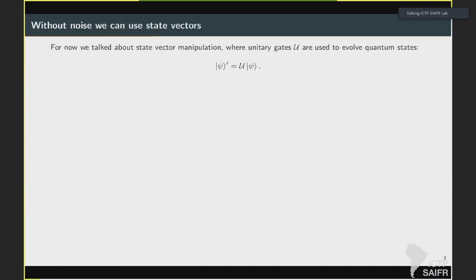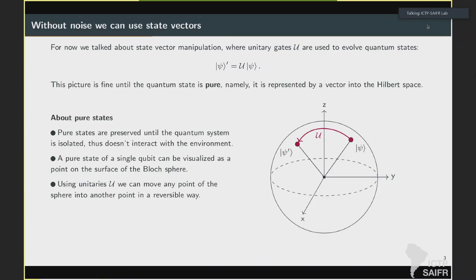Thanks. So let me introduce a bit the notation. If we stay in the picture of the exact simulation, so we don't have noise, we don't have problems, typically it is enough to speak about vectors in the Hilbert space and unitary operators. This is what we did the last days. So, you have your state psi, you apply some unitary U, and then you get your final state psi prime. And typically, if a state can be represented like a vector in the Hilbert space, we can refer to it as a pure state.